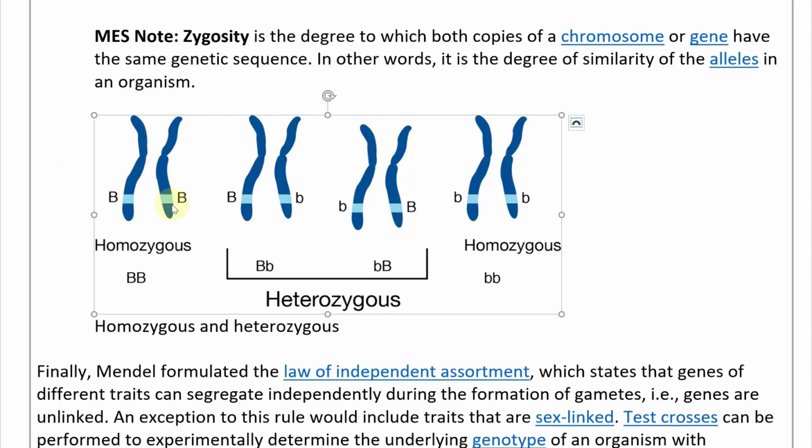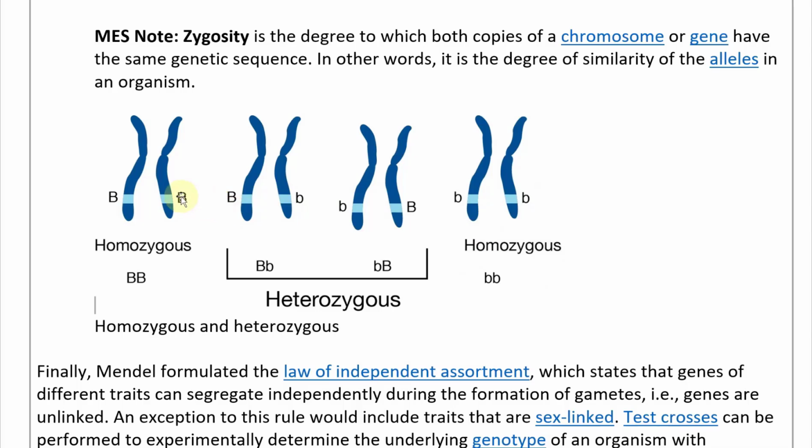So here's the capital B and B. These are homozygous. That's capital BB, so they're exactly the same. So there's B and B right there. And then this other one is the other gene, lowercase b and lowercase b. That's also homozygous.